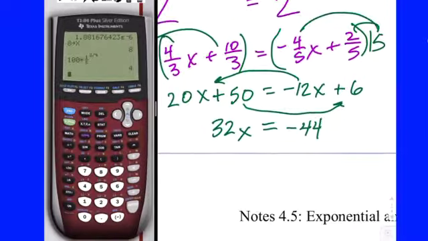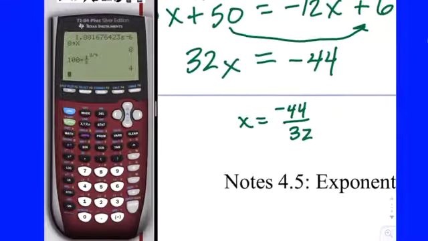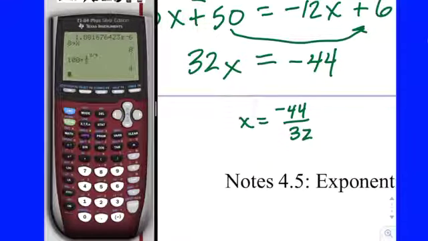And we're almost there. Now we just divide both sides by 32, and we get x equals negative 44 over 32. And we feel like we should be done, but thank goodness we're not. It's like we get an extra day in the Disney park. We get one more thing to do. Yay. Even though we're out of money.